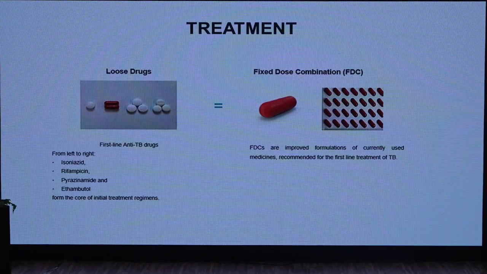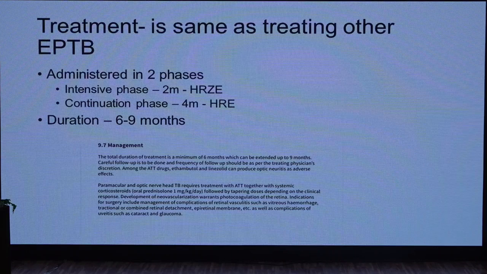Treatment, everyone of you knows how to treat TB. It has two phases, intensive and continuation phase, and the duration is usually 6 to 9 months. But where is the confusion? To give or not to give steroids. As per the Indian guidelines for extrapulmonary TB, the paramacular and optic nerve head TB require treatment with ATT along with steroids.